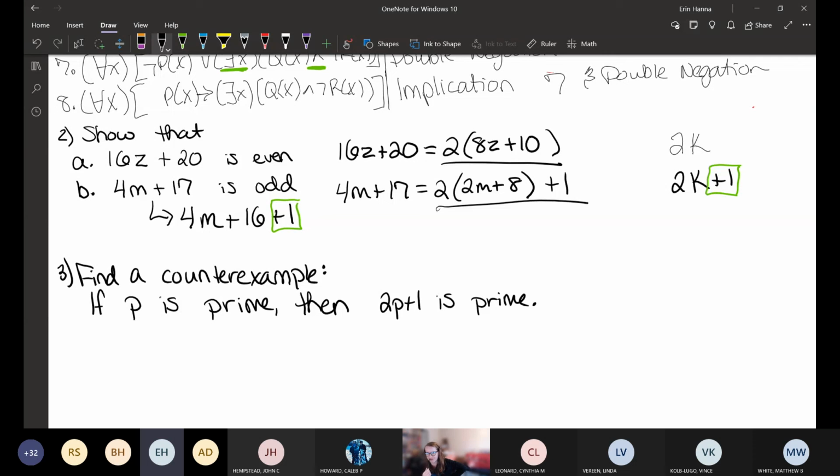Questions, concerns on the even odd question? That's it. That's all you have to do on the quiz for those. Just be able to find what you can write it as in terms of 2 times something or 2 times something plus 1.